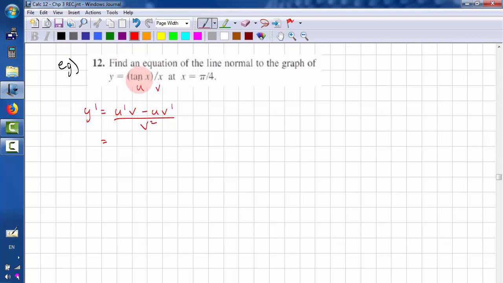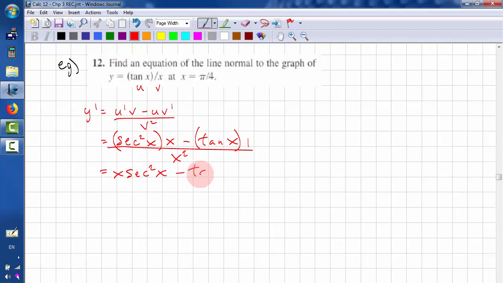So we'll just go into u prime, that's secant squared. And v is going to be x minus u, which is just tan x. And the derivative of v is just 1. And we have v squared, so that's x squared. And we just need to clean this up. Polynomial terms go in front of trig terms. So we have x secant squared x minus tan x over x squared.